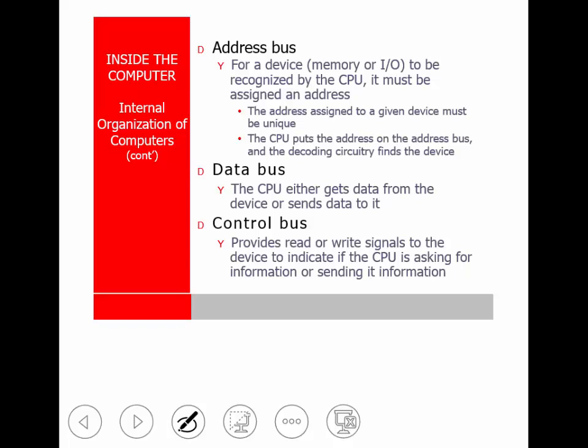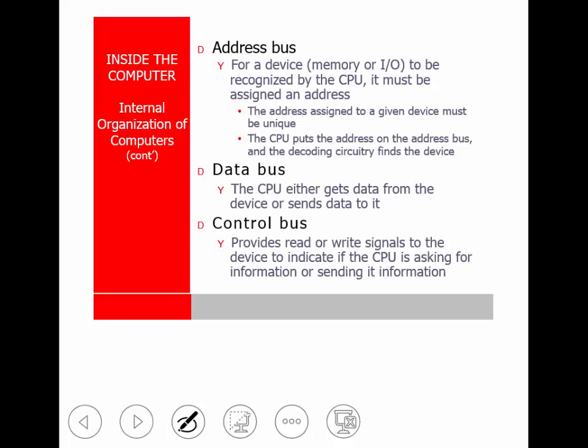2 to the 20th is 1024 K locations, a little bit more than a million. If a microprocessor has a 16-bit address bus, it can address roughly 64K, or 65,536 locations. But the size of the address bus determines how many memory locations you can address. The size of the data bus determines how much data can be at each of those locations.